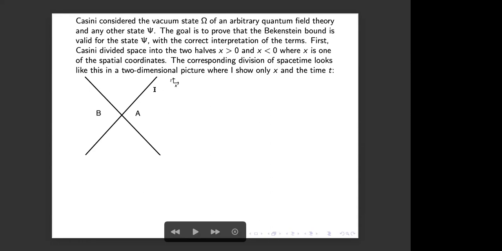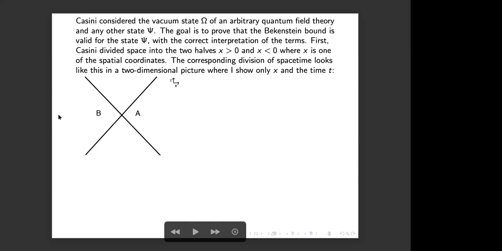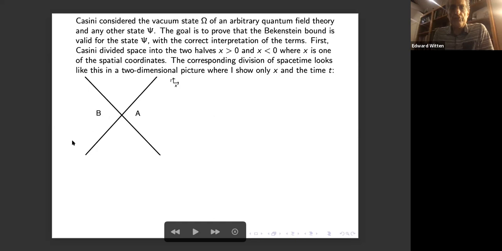But a little bit differently. The domain of dependence, it's called, of the right half line is this wedge labeled A. The domain of dependence of the other half line is the wedge labeled B. Those are called Rindler wedges.